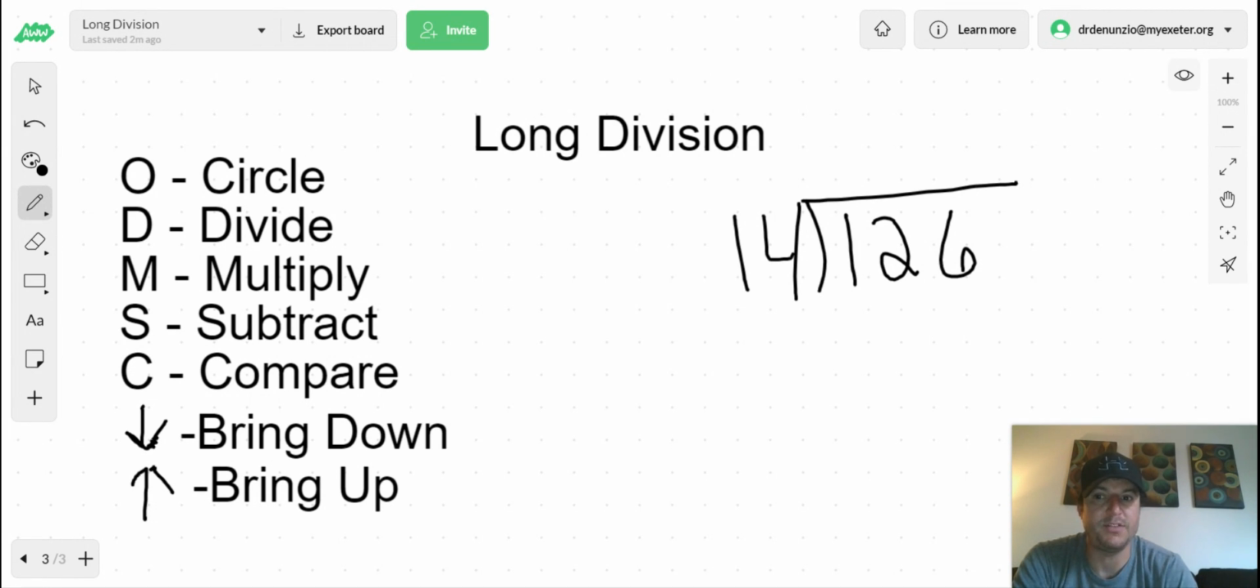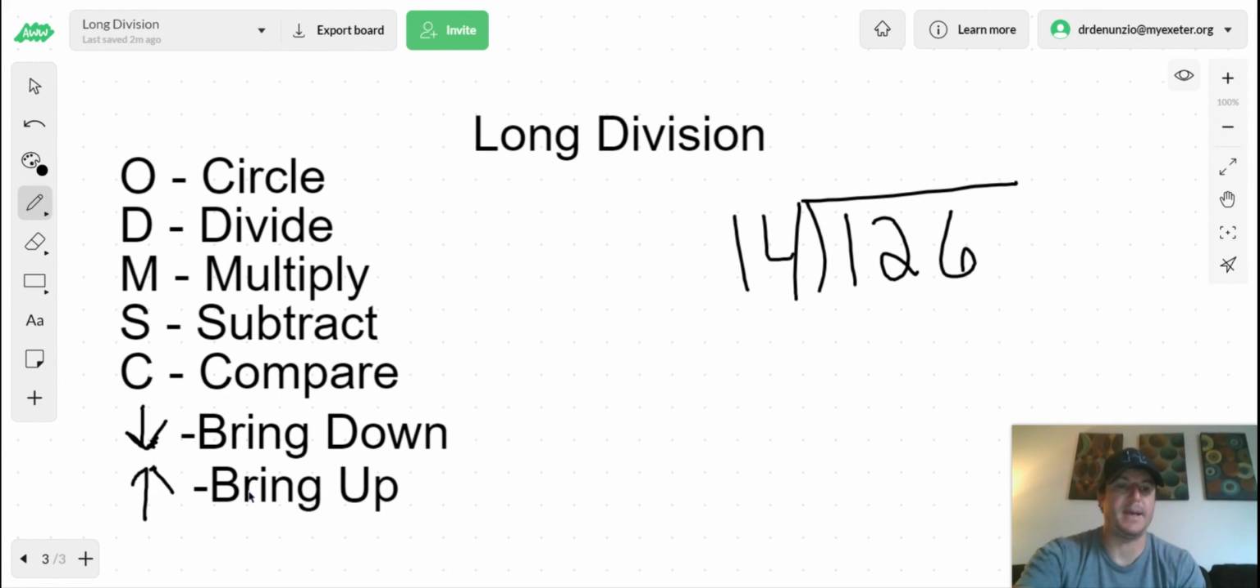So that corny saying is just to remember basically the first couple letters here and symbols so you know which steps. And this is what they actually mean. The O actually stands for circle, and I'm going to show you each of these steps in a second. The D stands for divide, M stands for multiply, S stands for subtract, C stands for compare. The down arrow means bring down, and the up arrow means bring up. Okay? So here are each of the steps.